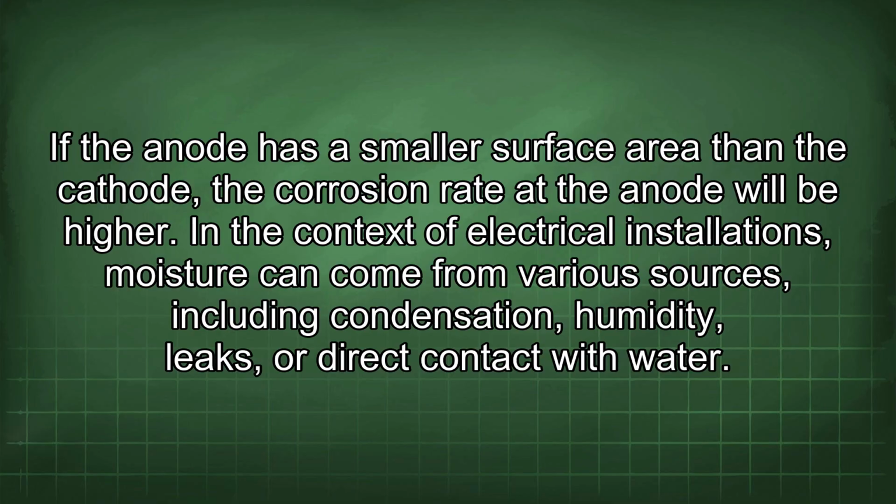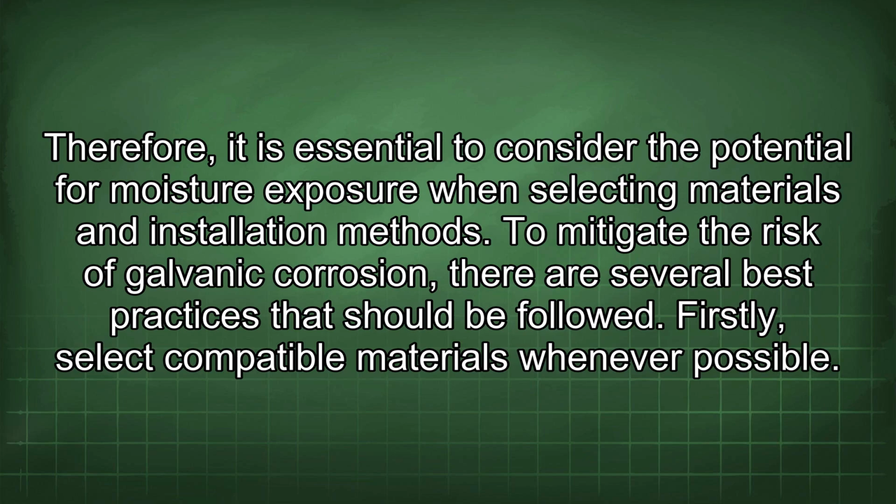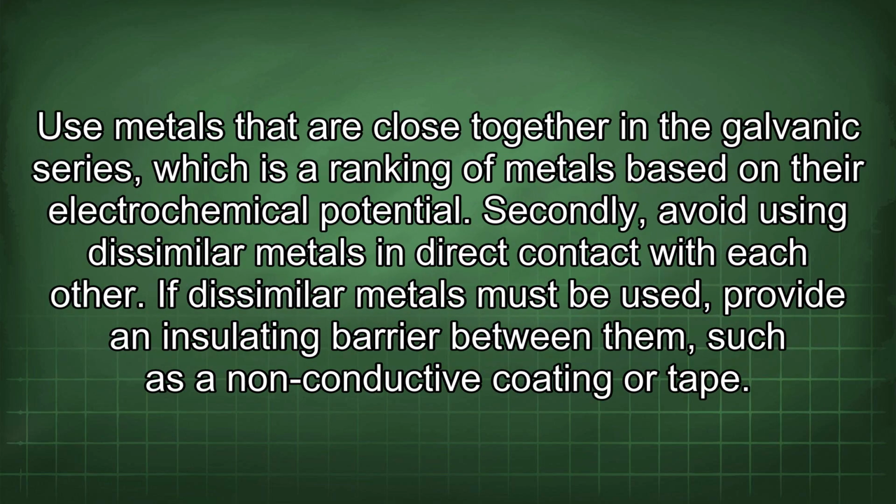In the context of electrical installations, moisture can come from various sources, including condensation, humidity, leaks, or direct contact with water. Therefore, it is essential to consider the potential for moisture exposure when selecting materials and installation methods. To mitigate the risk of galvanic corrosion, there are several best practices that should be followed. Firstly, select compatible materials whenever possible. Use metals that are close together in the galvanic series, which is a ranking of metals based on their electrochemical potential. Secondly, avoid using dissimilar metals in direct contact with each other.